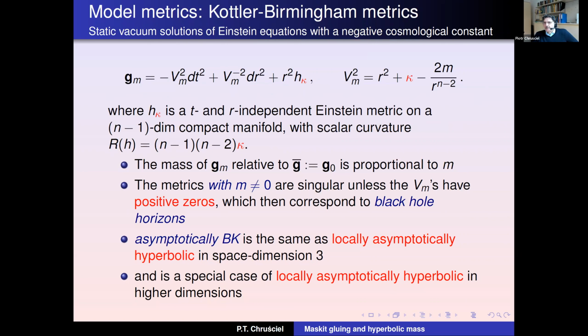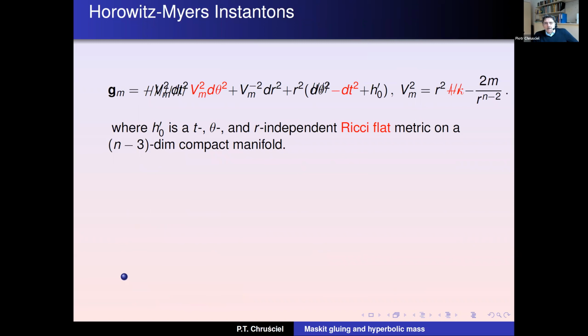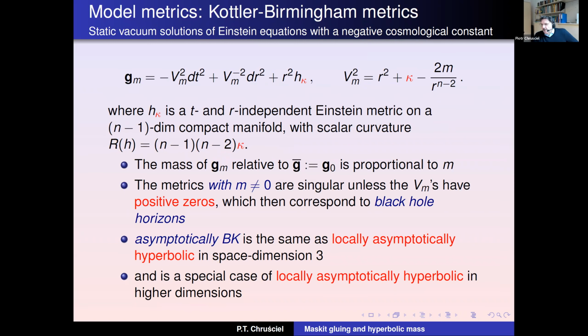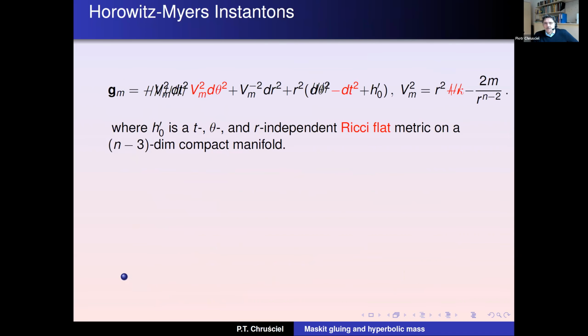And he wrote probably this metric for k = 1 and in 3 dimensions, or maybe k = -1, I don't remember now. So Birmingham generalized to this class of metrics, which I just showed you. Now, another important metric in this context is the Horowitz-Myers instantons, and you get this by something which is called weak rotation, right? So just take the Birmingham-Kothler metric, and you change the sign.